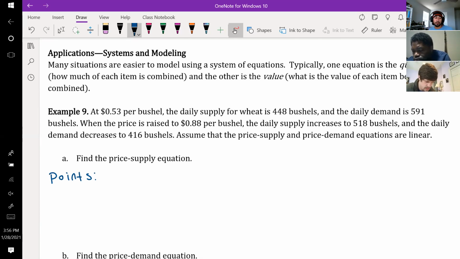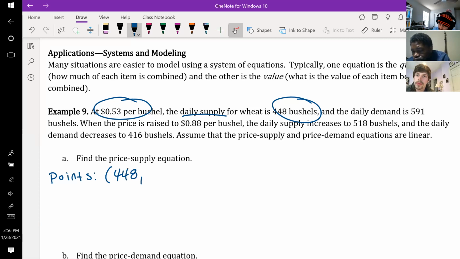And remember that for the majority of these problems in this class, price is always Y and the amount is always X. So for the very first point, even if we're looking at supply, they're giving us 53 cents per bushel, and for supply we have 448 bushels. So we have our first point: 448 and 53 cents. There's our first point.